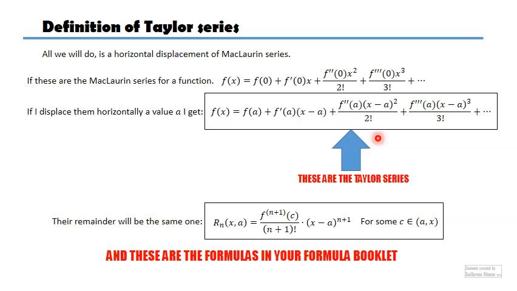These two here are the formulas in your formula booklet. Now, you don't get a formula for the MacLaurin series. All you have to remember is that you have to let a equal 0. And if a equals 0, you're going to get these formulas as you need them for your MacLaurin series. Keep that in mind. Let's use this Taylor series for a previous example.